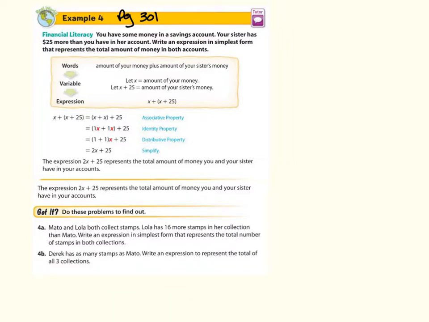Okay, on page 301, read through example 4 of the financial literacy, and then pause the video, read through it, and push play.